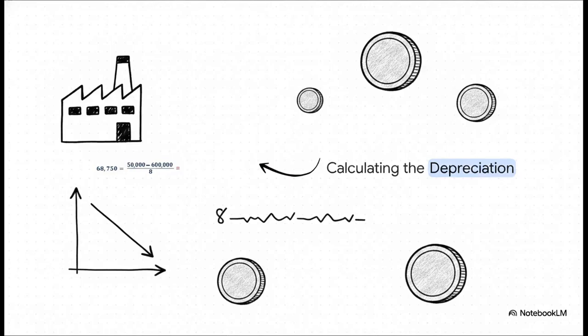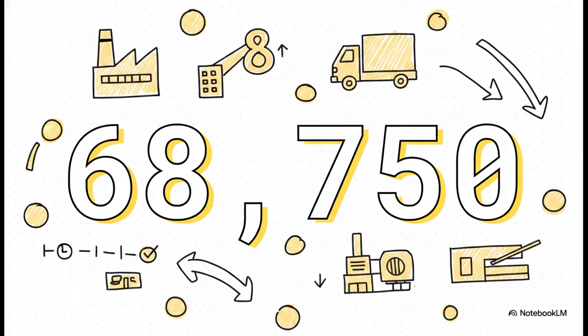When we drop those numbers into our straight-line formula, we take the 600,000 original cost and subtract the 50,000 scrap value. That leaves us with a depreciable base of 550,000 dinars. Then we simply divide that 550,000 by the 8 years of useful life. And boom! That gives us exactly 68,750 dinars. That is the exact amount of depreciation the company needs to record every single year for the next 8 years.